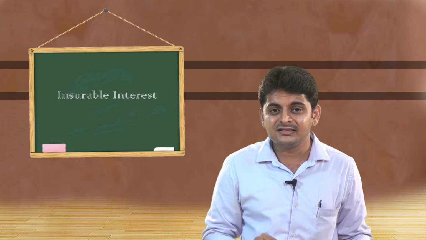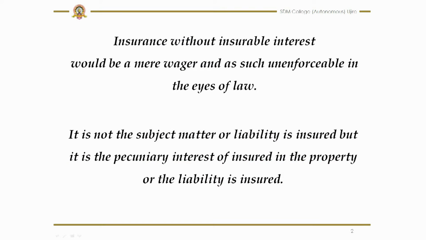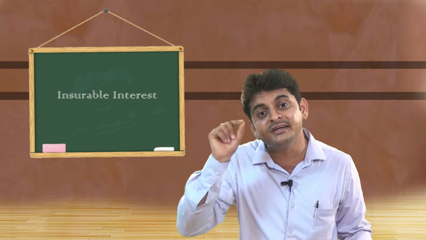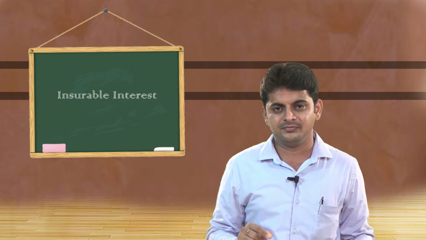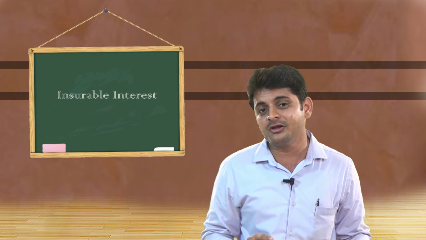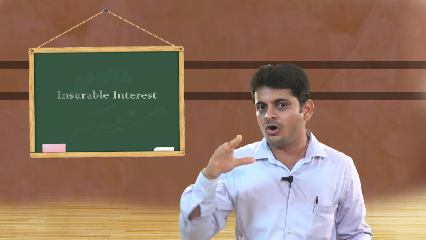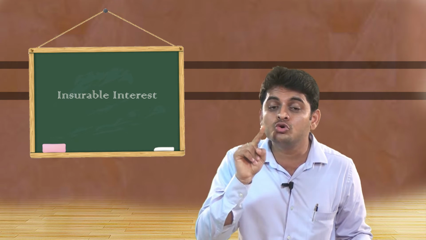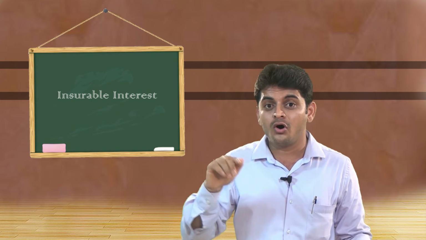Without insurable interest, that contract becomes a mere wager. If you want to consider that insurance is valid, there must be insurable interest. Insurance is not given on the subject matter. Insurance is given on the interest of an individual in the subject matter. I repeat, insurance is given not on the subject matter, life or the property. It is the insurance coverage given on the insurable interest of an individual in the life or the property.